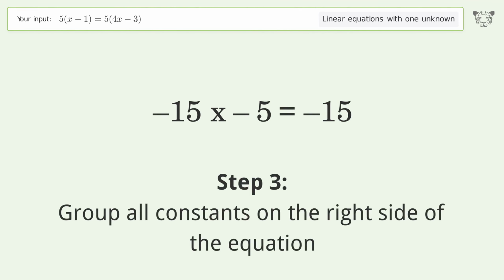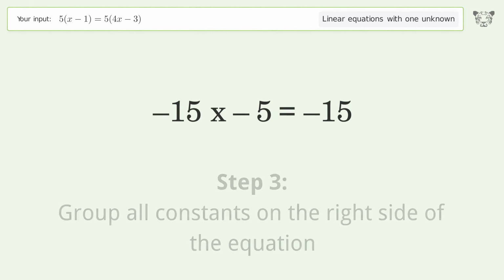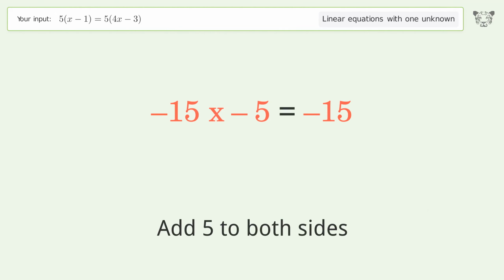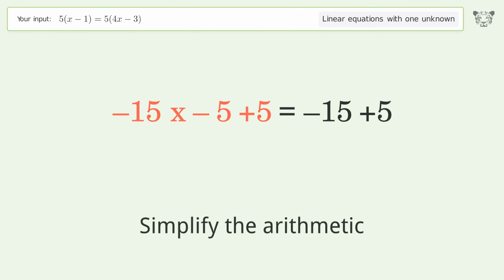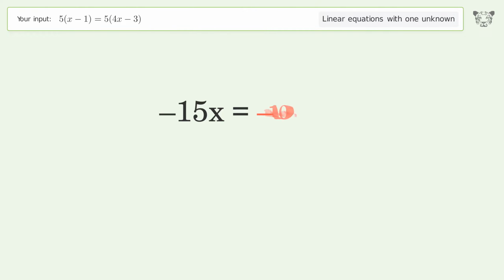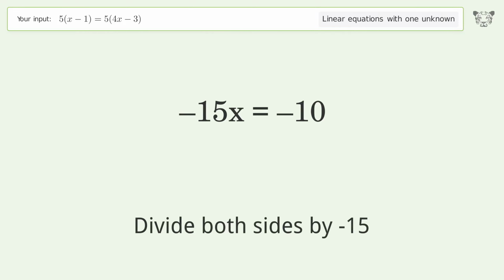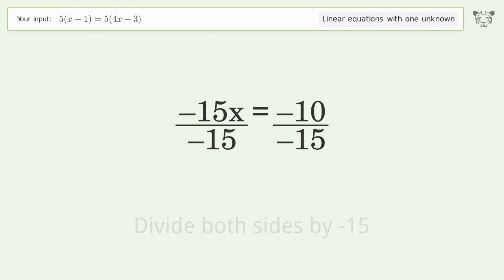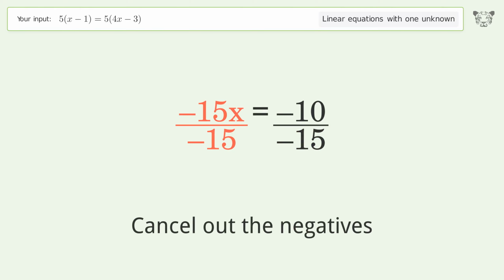Group all constants on the right side of the equation. Add 5 to both sides. Simplify the arithmetic. Isolate the x. Divide both sides by -15. Cancel out the negatives.